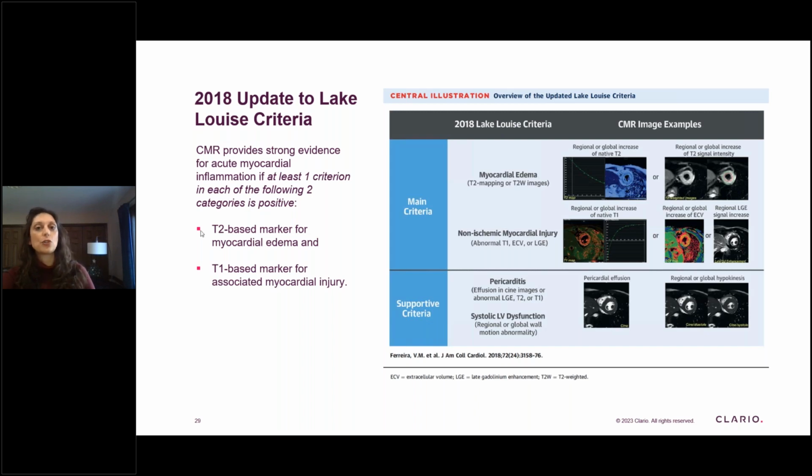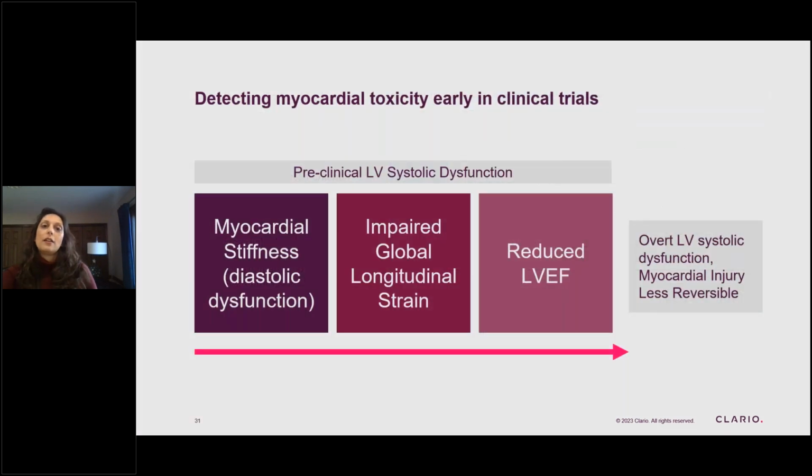And then on the last slide, we're just going to wrap it up. The key item that we want to talk about is detecting myocardial toxicity early in these clinical trials. The first thing you'll see is myocardial stiffness, so a little bit of diastolic dysfunction. Then you'll move into impaired global longitudinal strain. And finally, when the heart can't compensate as well, you'll see a reduction in LVEF, so not as much blood will be output from the heart with each beat. And the further you get down the line towards heart failure, the less reversible this myocardial injury may be.